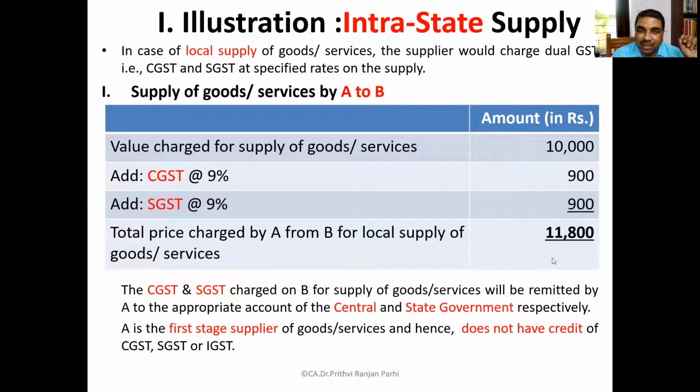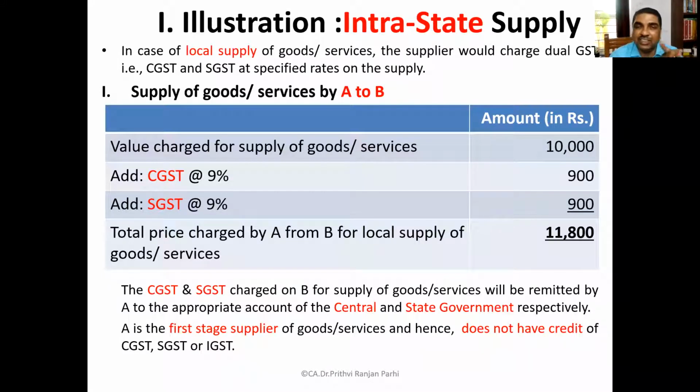And we'll assume this is the first supplier, so there is no input tax credit. If that is so, this 900 will be deposited by the supplier in the respective accounts. That means 900 will be deposited in the CGST account and 900 will be deposited in the SGST account. Both the central government and the state government have their appropriate accounts in which this will be deposited.